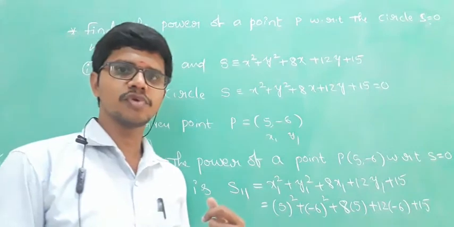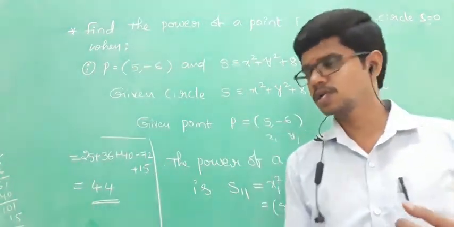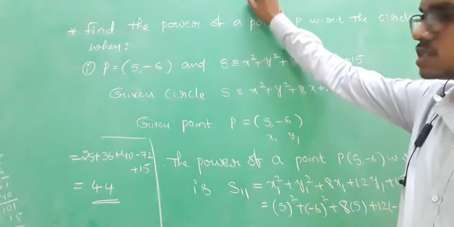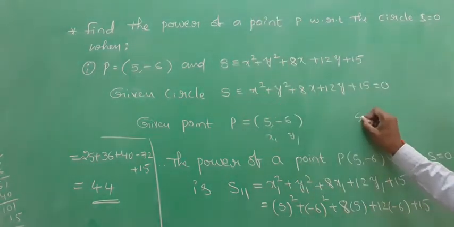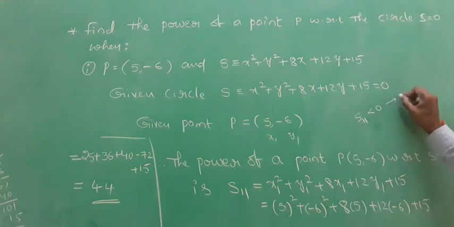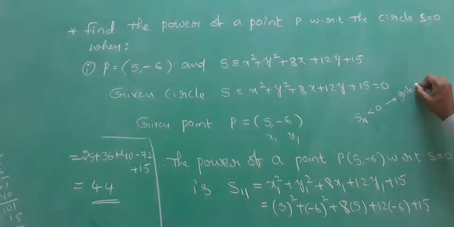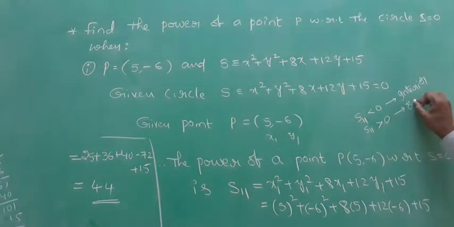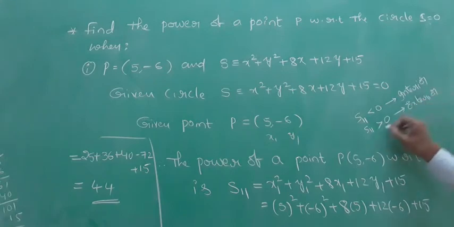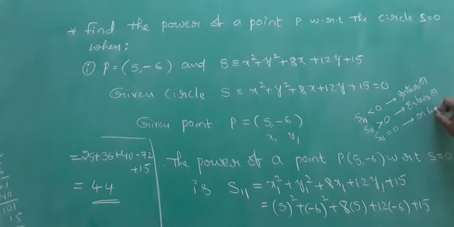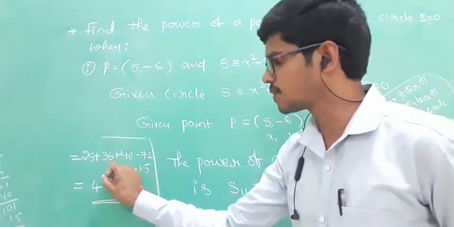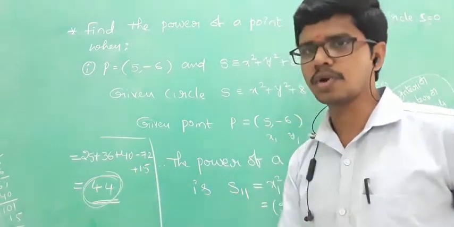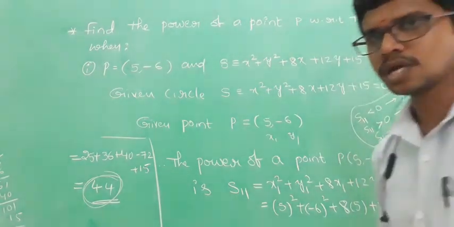So coming to the position of a point, how can we say what the position of a point is? If S11 is less than 0, the point is an interior point, already discussed in the previous video. If S11 is greater than 0, that point is an exterior point. If S11 is equal to 0, that point lies on the circle. But coming to the power of a point, this value is only the power of a point. Okay? Understand? Right. Thank you.